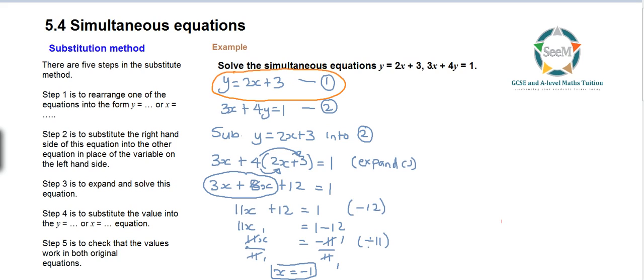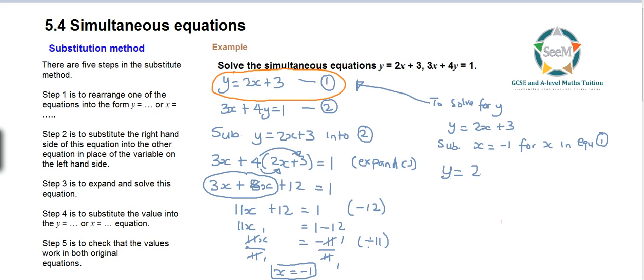Okay, so we've solved for x. Now we need to solve for y. To solve for y, we go back and pick equation 1, since we already used equation 2. So y equals 2x plus 3, and then we substitute x equals minus 1 for x in equation 1. So y equals 2 times minus 1, plus 3. So y equals minus 2 plus 3.